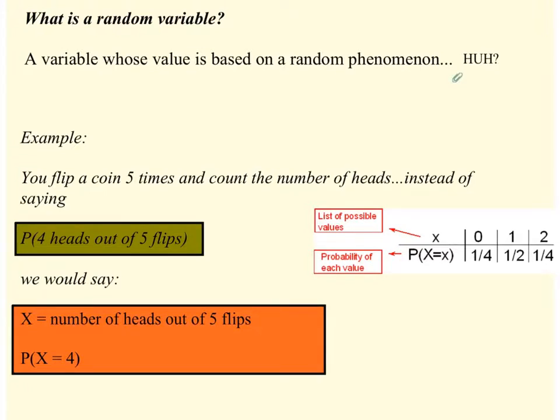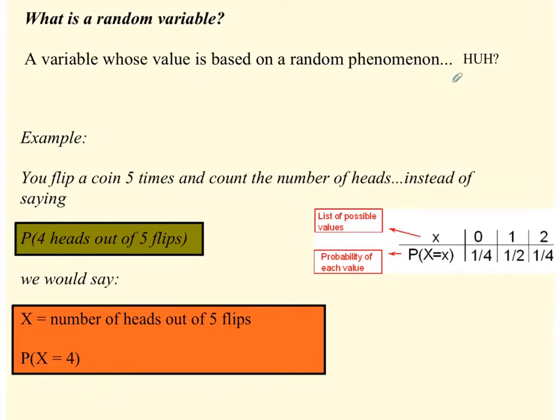So you see this, what is a random variable? A variable whose value is based on random phenomenon. As I said, we use them for probability problems. And random phenomena, of course, lead us to a probability discussion. So example, you flip a coin 5 times and count the number of heads. Instead of having to say the probability of 4 heads out of 5 flips, we define X as the number of heads out of 5 flips. What's the probability that X is 4? It doesn't really seem like a shorthand unless you use this variable multiple times.